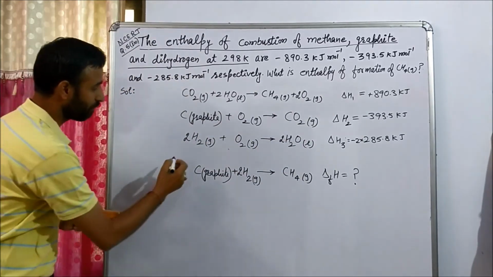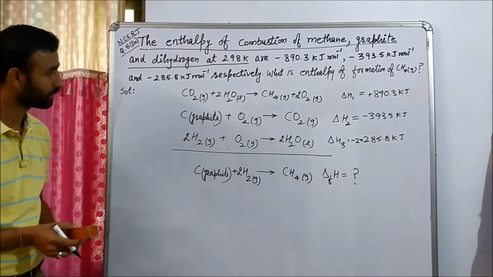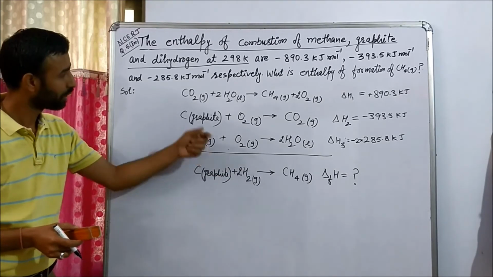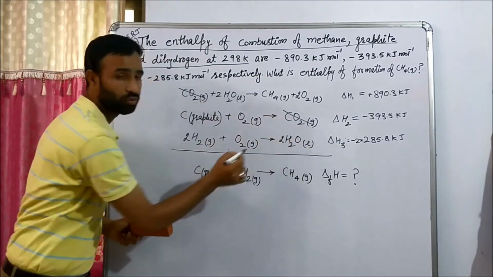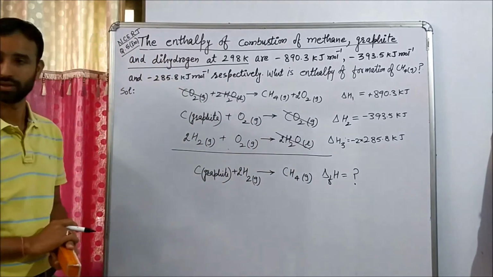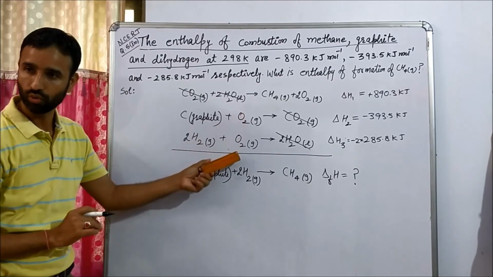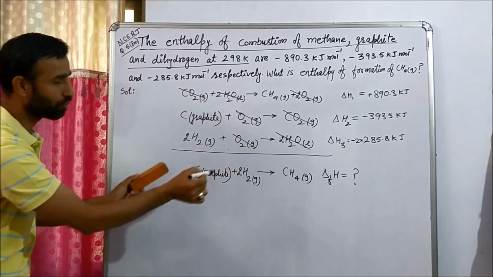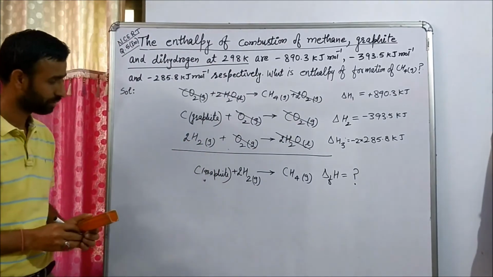Right? Now, when we add these three equations, we get this equation. Carbon graphite, 2H2 gas. Extra is CO2 gas, so CO2 gas is cancelled by this CO2 gas. 2H2O liquid, 2H2O liquid. And what about O2? 1 O2, 1 O2. 2 O2, 2 O2. Means if you arrange this equation in a correct manner, then you get the final equation. Right?